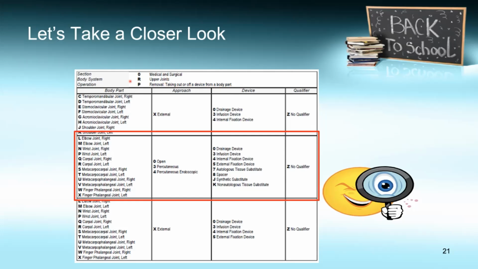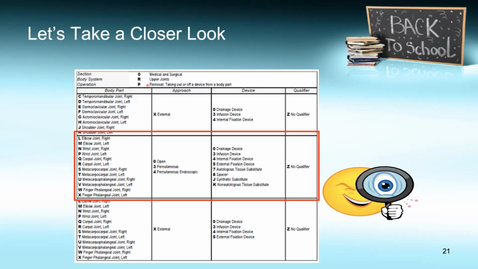So always a great tip there to check the definition up at the top of the table. So here we have our columns: body part, approach, device, and qualifier. And then we have the rows. So this box that I put around this middle row, one thing that I want to communicate here is that when you're building your code, your character values for the 4th, 5th, 6th, and 7th character must all come from the same row of the table. Always from the same row.